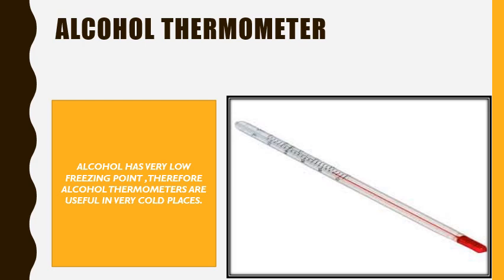What are the advantages of using alcohol thermometers? Let's see. Alcohol is cheaper, easily available, and safe to use. It has a low freezing point and therefore can be used to measure very low temperatures. But what are the disadvantages? It has a low boiling point and therefore it cannot be used to measure high temperatures. It does not react quickly to changes in temperature, and since it is colorless, it needs to be dyed before being used as a thermometer liquid.